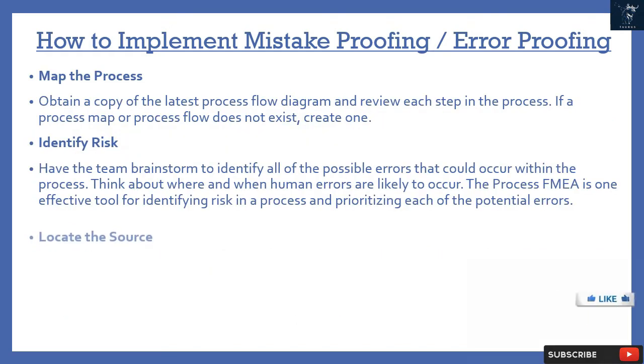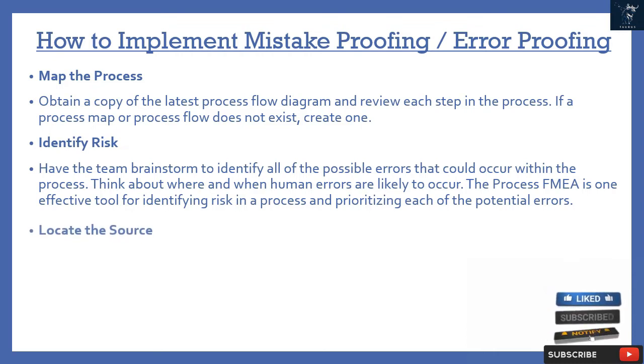Map the process. Obtain a copy of the latest process flow diagram and review each step in the process. If a process map or process flow does not exist, create one. Identify risk. Have the team brainstorm to identify all of the possible errors that could occur within the process. Think about where and when human errors are likely to occur.